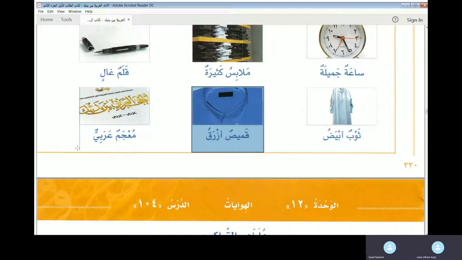Can we say قميص أزرق with tanween? No, you cannot use the tanween with colors because they are on the pattern of أفعل, and أفعل is ممنوع من الصرف. Remember the second last or third last chapter of دروس اللغة العربية, the lesson of ممنوع من الصرف.